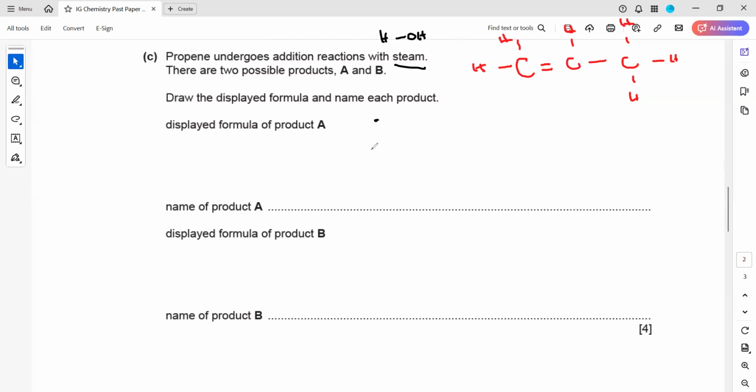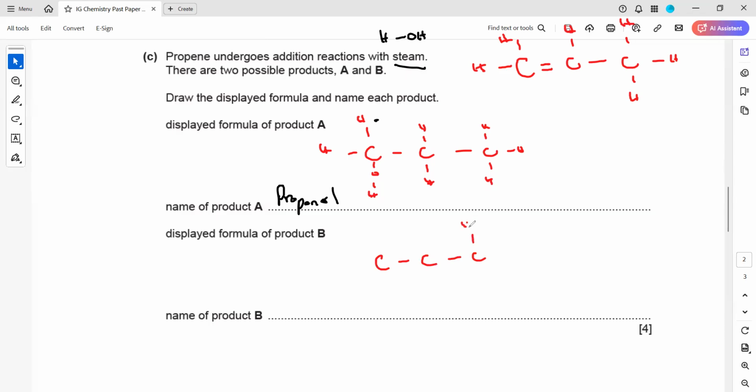Displayed formula. So the double bond, we have to break the double bond and attach OH with the first, let's say we attach OH with the first and H with the second. So what is the name of the product? What is this compound? 3 carbon, propanol. Propanol. Prop because of 3 carbon, an because of a single bond, and ol because of OH. And OH with the first carbon. But when OH is attached with the second carbon, whenever alkene reacts, the double bond will always break.